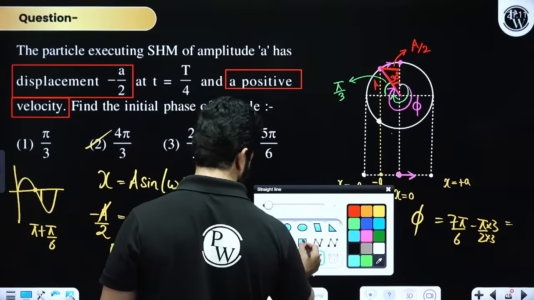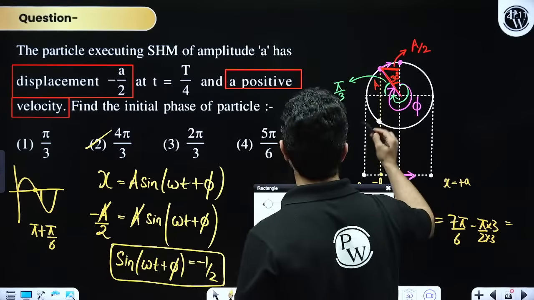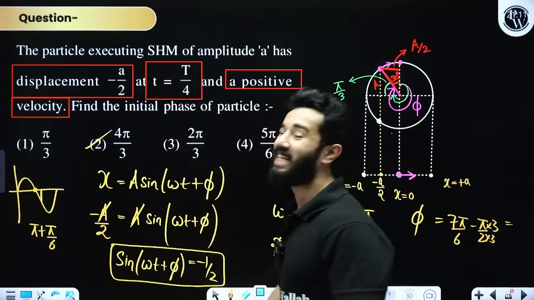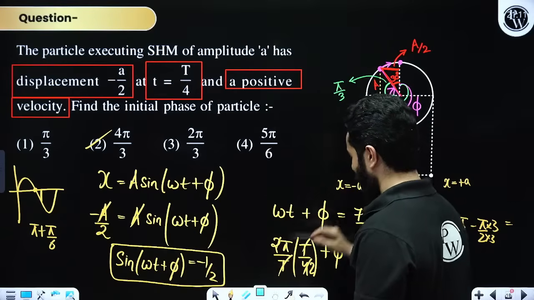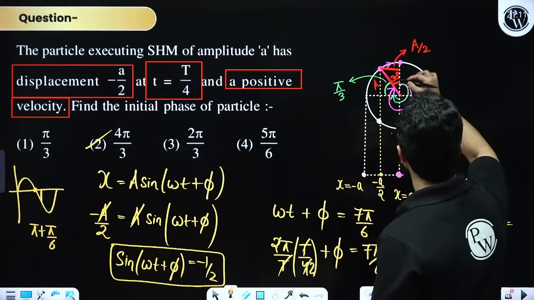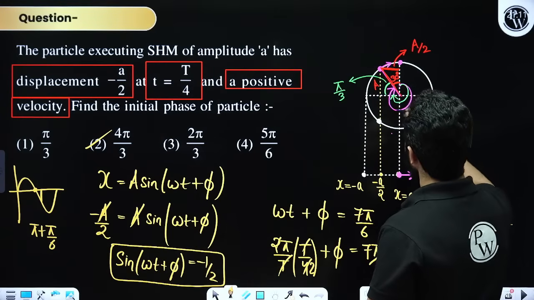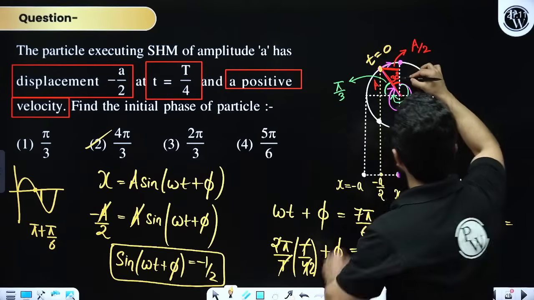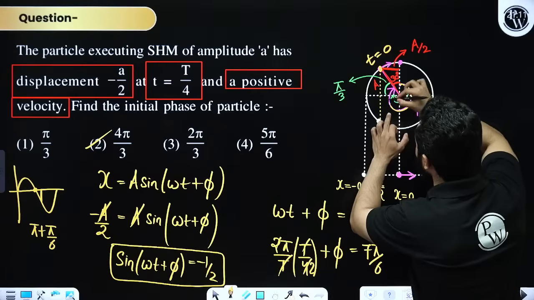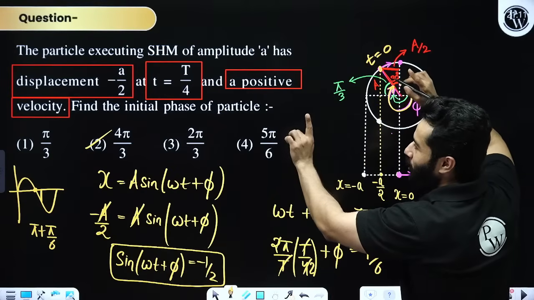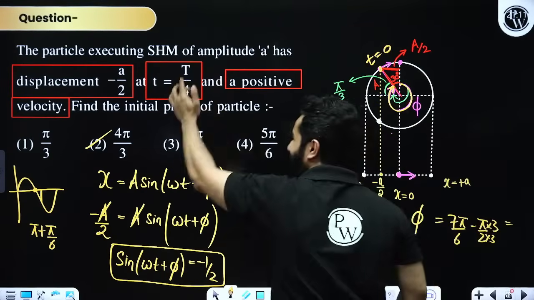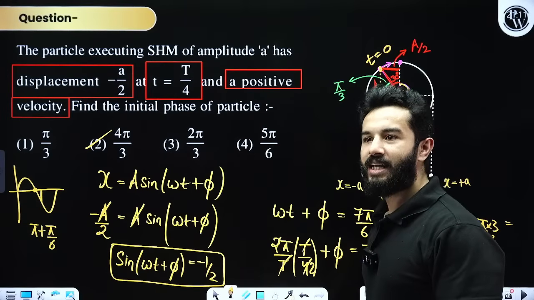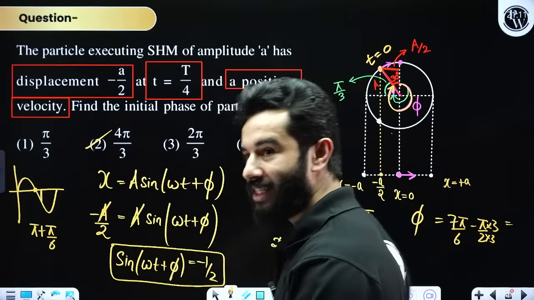Use this method here. See, the problem in the earlier method was that I completely missed the fact that they are talking about T by 4. That method is absolutely fine, but I was calculating it from 0. I thought that at t equals to 0, this particle is over here. That's why I was measuring this complete angle. That's not true. They are saying that at T by 4, the particle is at minus a by 2. Okay? Is it clear, my dear friends? This method is absolutely correct.